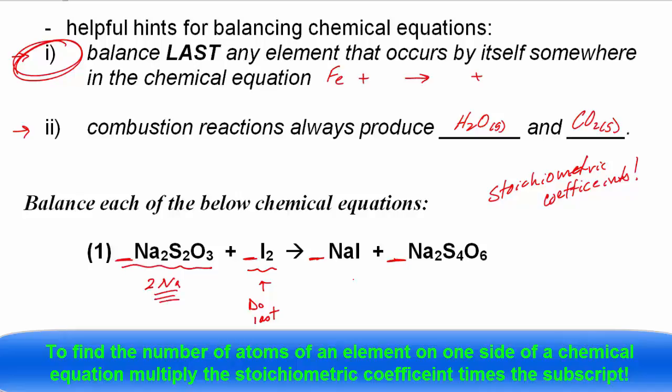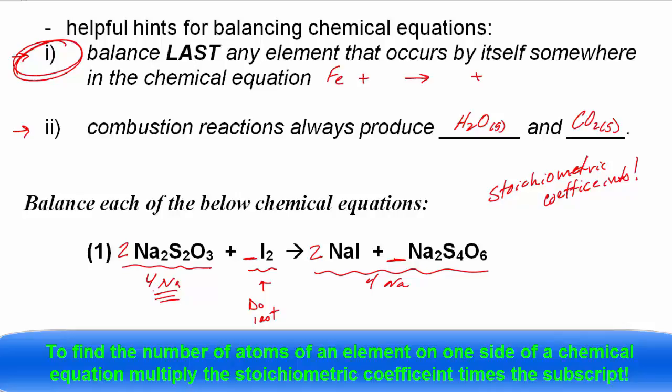On this side, we have how many? 2 and 1, we have 3 sodiums. So what can you do to make them the same? Well, we could put a 2 in front of this one. That would make it 4. And then we could maybe put a 2 in front of this one. Then we have 2, and 2 is 4. So that would work. Then we have 4 sodiums on both sides, right?